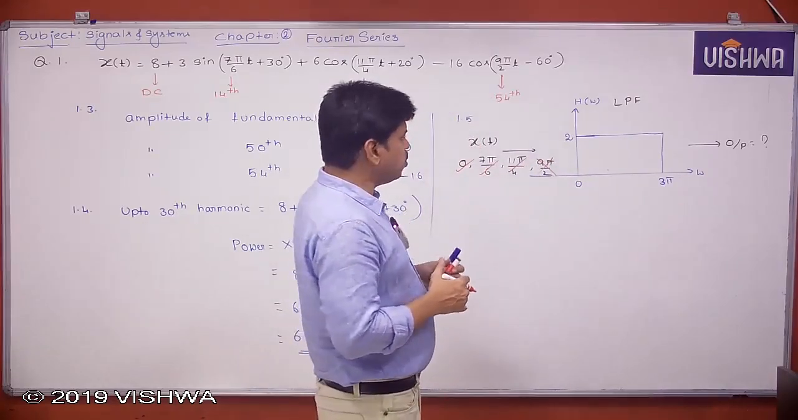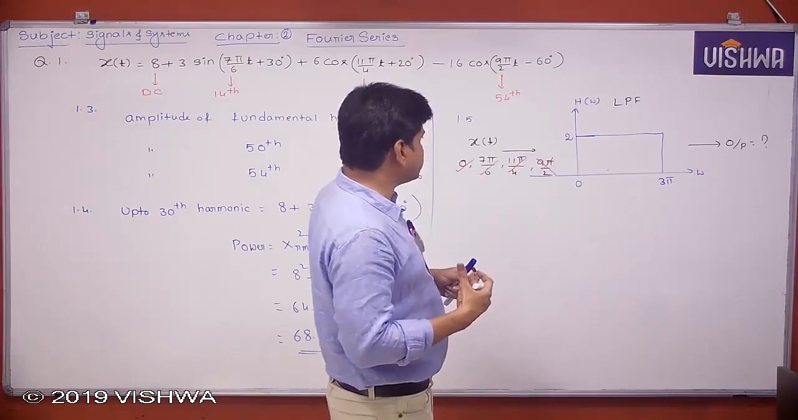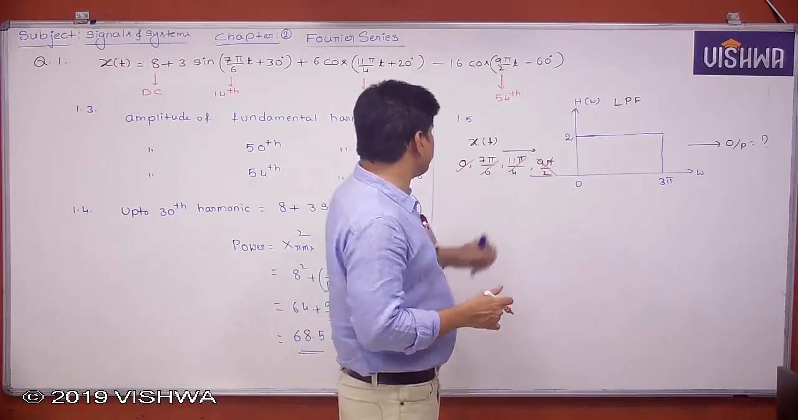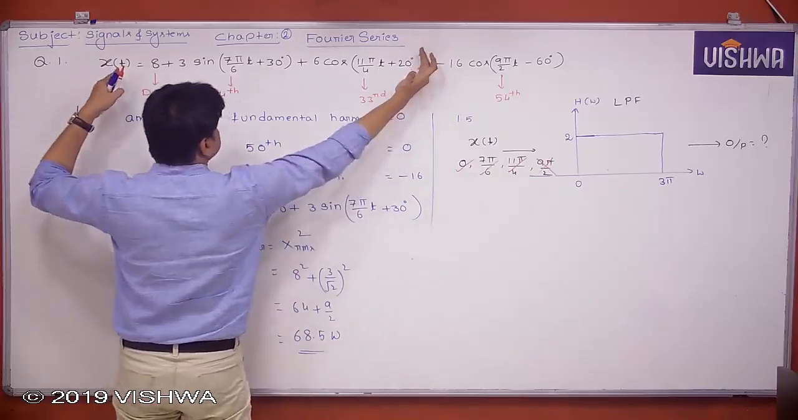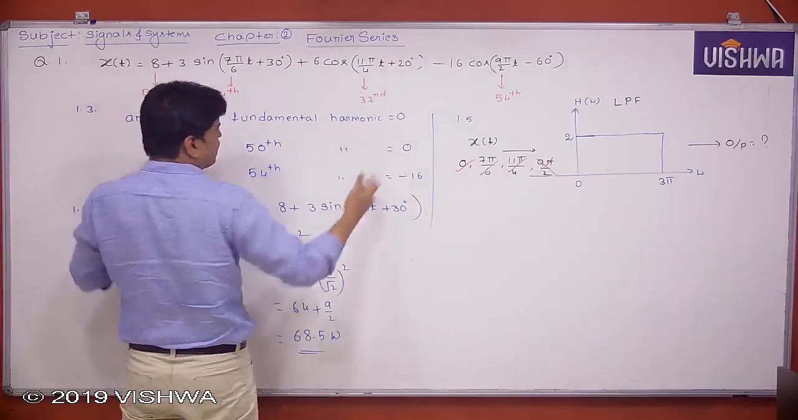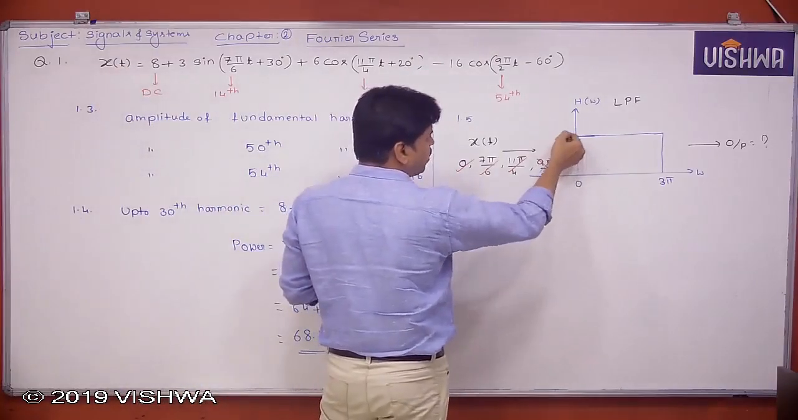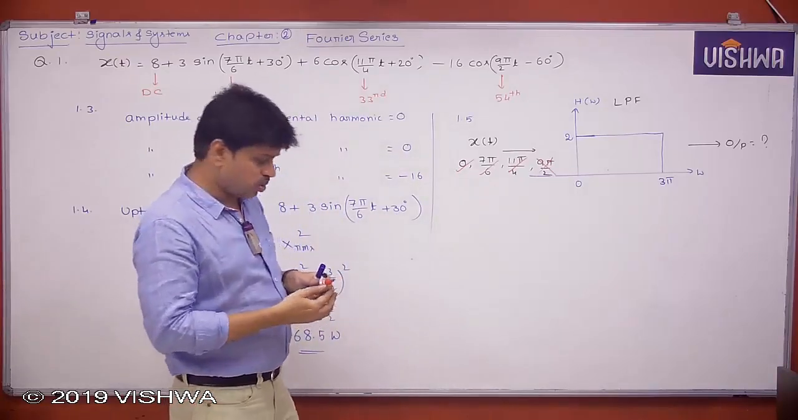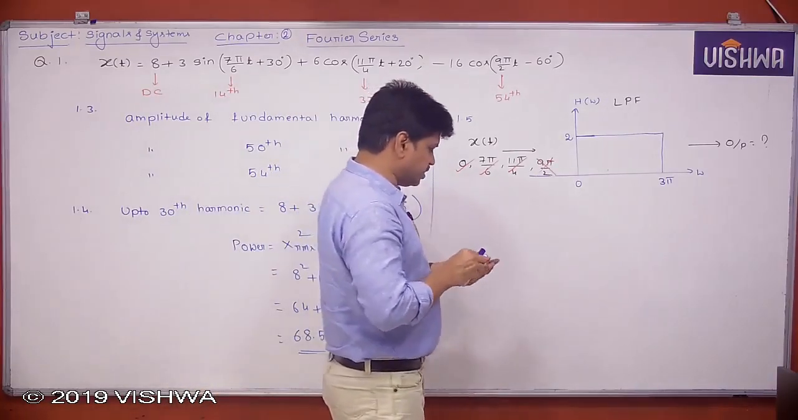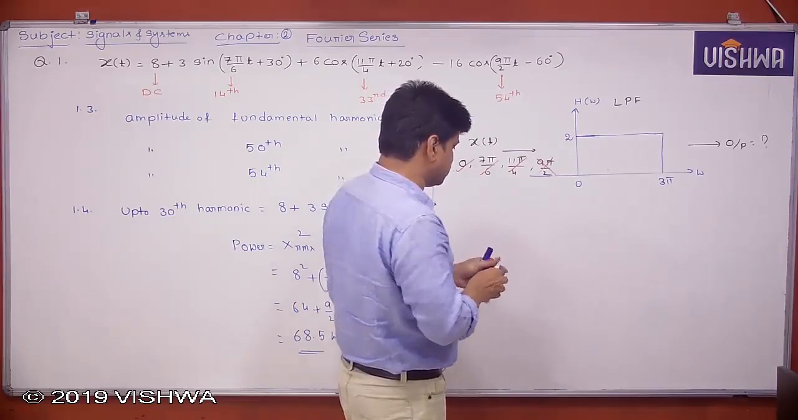Okay. Now the output. How can we calculate the output? These frequency components only we have to consider, that means up to this part only. If I consider this part, next we have to check what the pass band gain is. That is nothing but 2. So we have to multiply with the gain. So finally we are going to get the output like this.